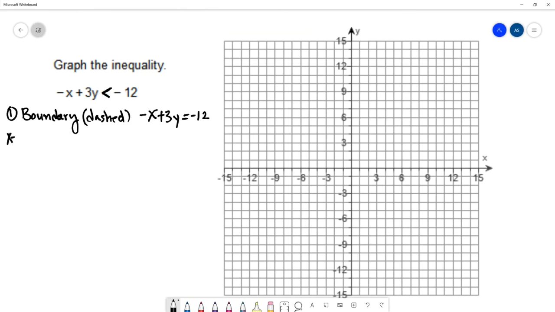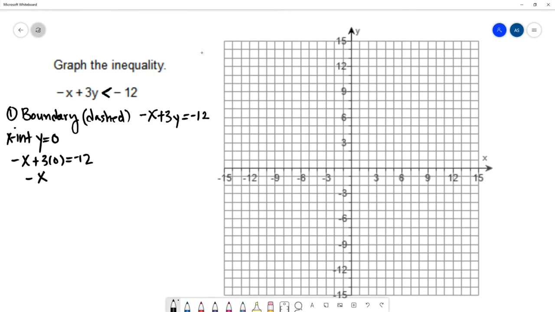So let's start off by finding the x-intercept. We'll find the x-intercept by letting y equal 0. That will get -x plus 3 times 0 equals -12.